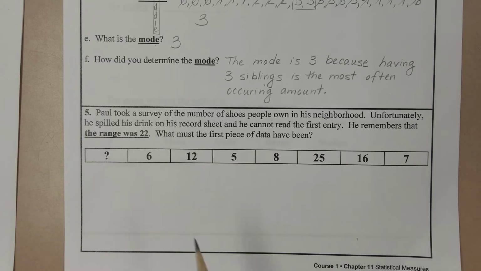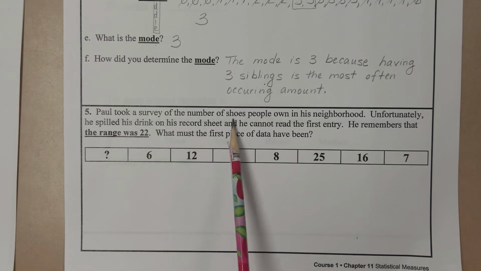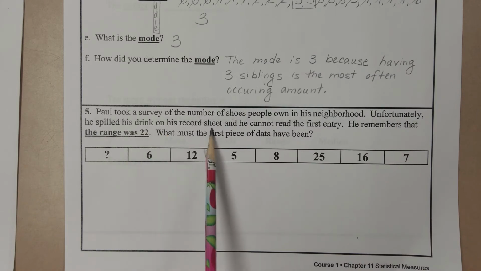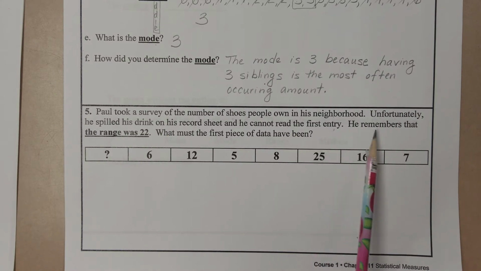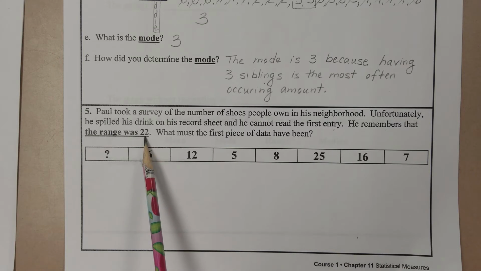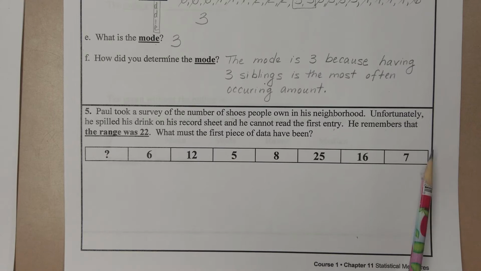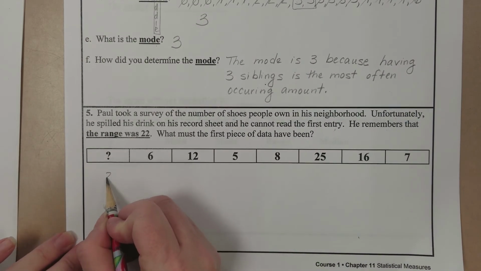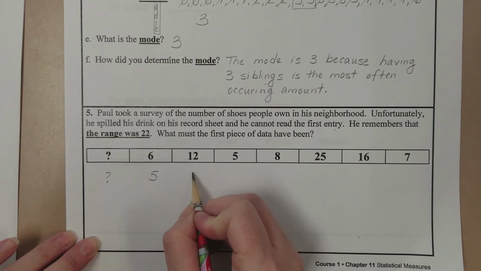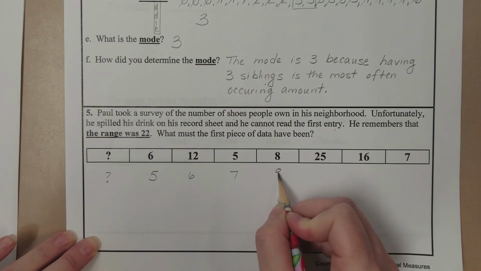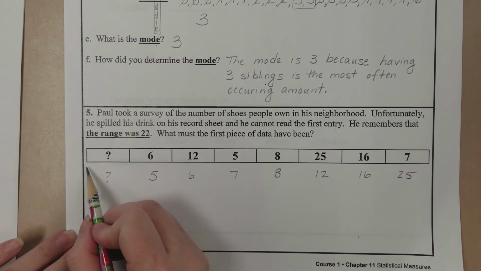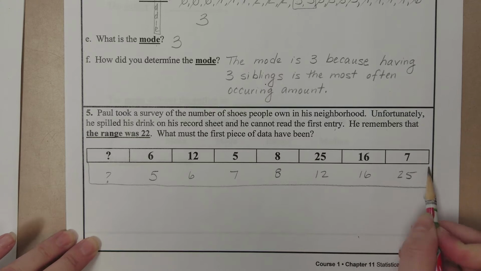Question number 5. Paul took a survey of the number of shoes people own in his neighborhood. Unfortunately, he spilled his drink on his record sheet and he cannot read the first entry. He remembers that the range was 22. What must the first piece of data have been? Well, to look at our data a little bit more organized, we're going to put them in order from least to greatest. So we have a question mark, and then we have 5, 6, 7, 8, 12, 16, 25. So that's our data now in order from least to greatest.